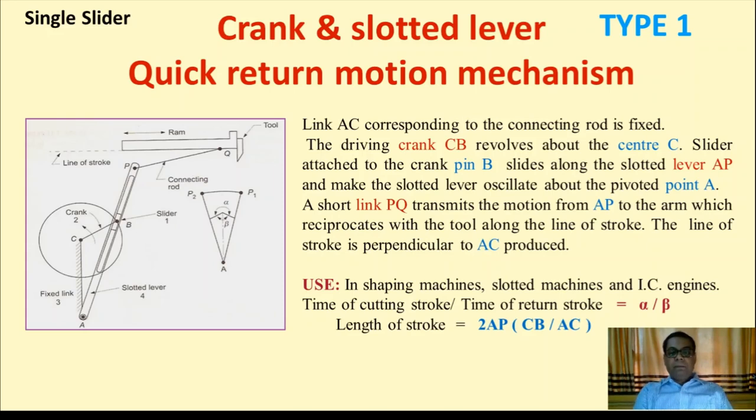Now over here, particularly in the cutting tool or cutting machine, that is the shaping machine and all, there is a particular formula, that is time of cutting stroke divided by time of return stroke. The ratio of the angle alpha divided by beta is very much important, and the length of the stroke we can find out as: length of the stroke equals 2 into AP, that is the length of the lever, multiplied by CB by AC. CB is nothing but the crank and AC is nothing but the length of the fixed link, which you can see over here.